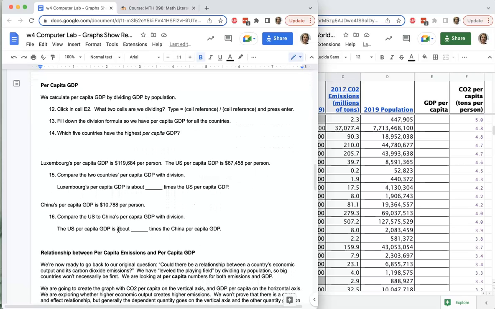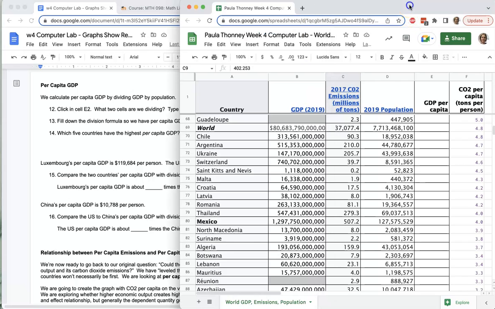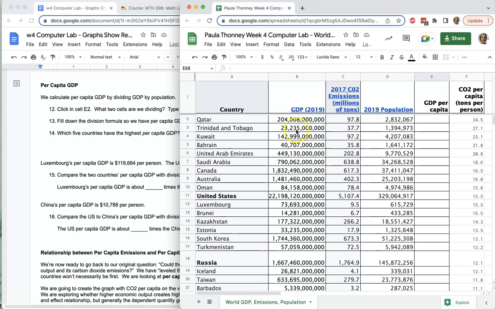Okay, so for question 12 it says click in cell E2. Which two cells are we dividing? We're trying to find the per capita GDP, or GDP per capita. So we are going to take the GDP amount and then divide by the population number, and I need to be sure to scroll to the top to do this. So click in cell E2 and then just type equals B2 divided by D2.